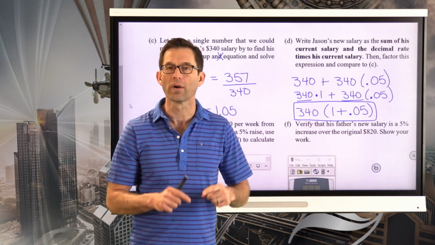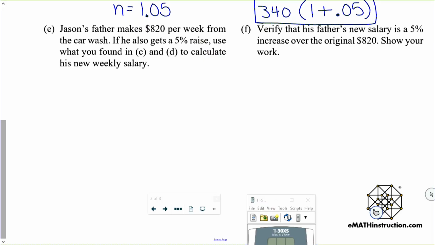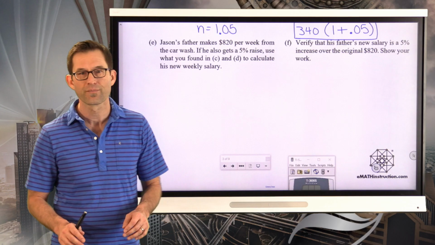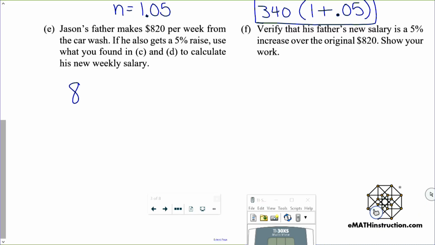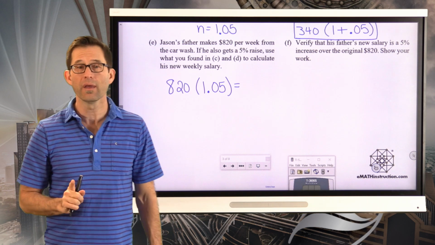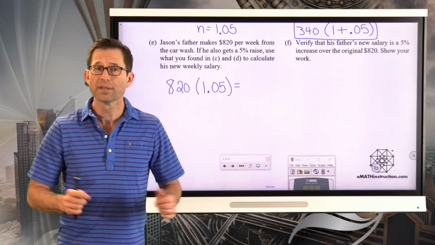Let's try it a little bit more in letters E and F. All right, letter E. Jason's father makes $820 per week. You might think that's unfair, but remember, it's his car wash business. Jason's father makes $820 per week from the car wash. If he also gets a 5% raise, use what you found in C and D to calculate his new weekly salary. So I claim that we can take Jason's father's salary, 820, and just multiply it by 1.05, and that will give us his new salary, which will be 5% larger than his old salary. Let's see if that's actually true.